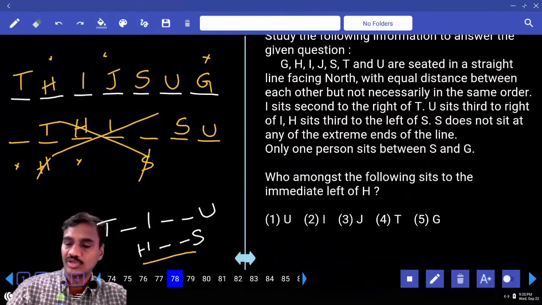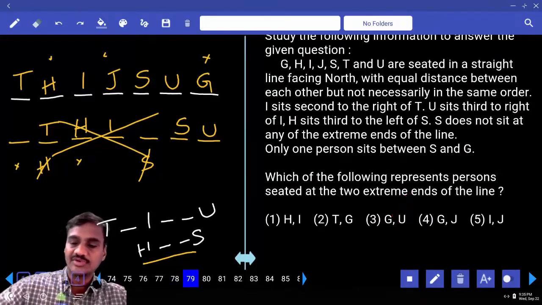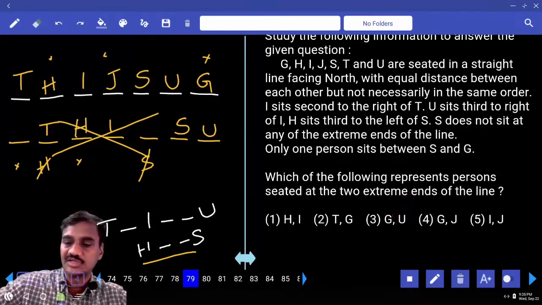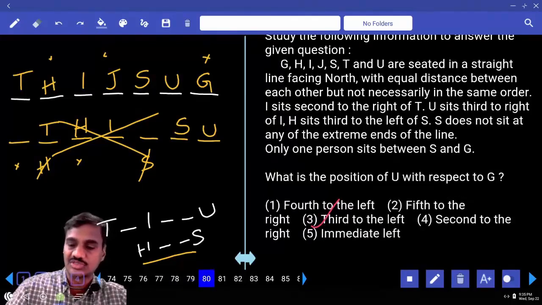Then coming to this one, who among the following sits to the immediate left of H? Immediate left of H, it is T, choice for 78. And 79, which of the following represent persons seated at the 2 extreme ends? T and G are the persons seated at the 2 extreme ends, choice 2 for 79.